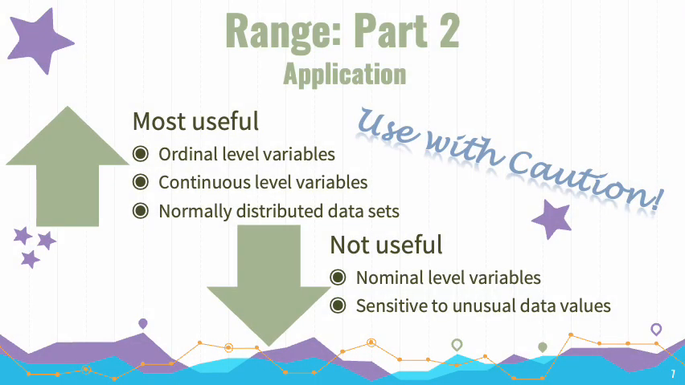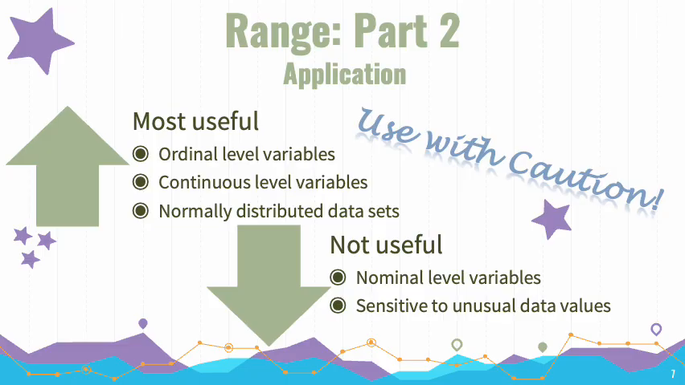The range can be calculated for ordinal level categorical variables as well as for continuous variables. While continuous variables are numerical, ordinal variables, even though they are categorical, provide an order or ranking to the categories. Furthermore, the range is best suited for normally distributed data sets where there are no unusual data values or outliers. The range is not useful for nominal level data because there is no ordering to nominal level data. So there is no way for us to say what the largest and smallest values are.